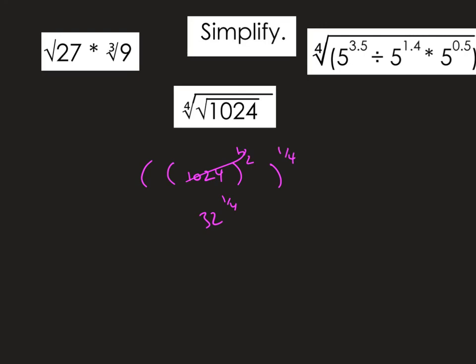32 to the 1/4 power. Well, the 4th root of 16 is 2, but the 4th root of 32 doesn't work out nice, so we're just going to leave that just like that.